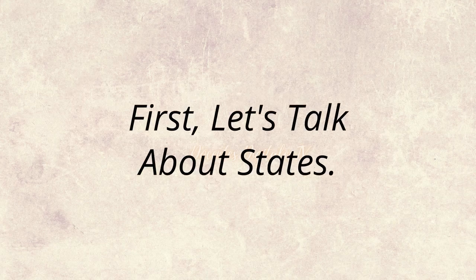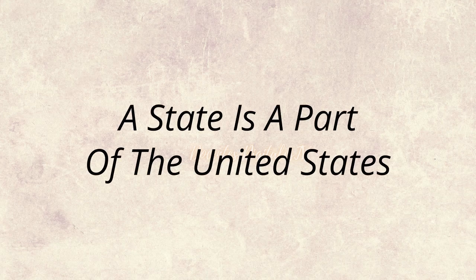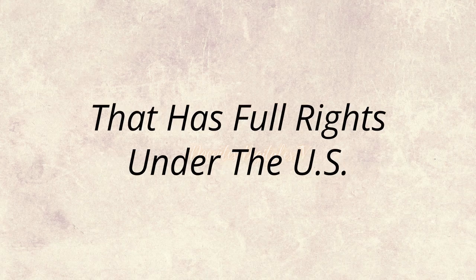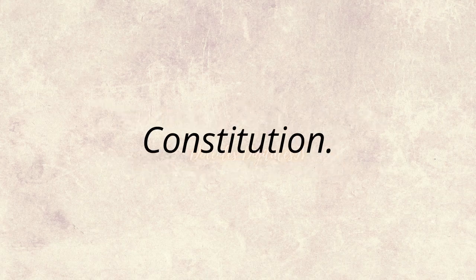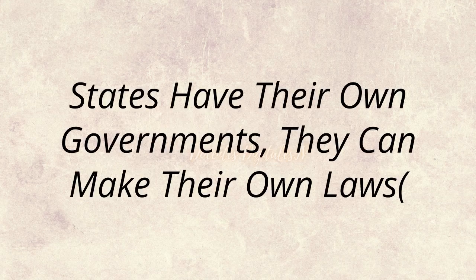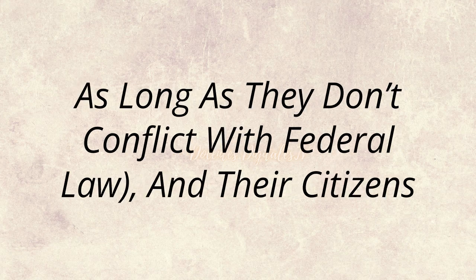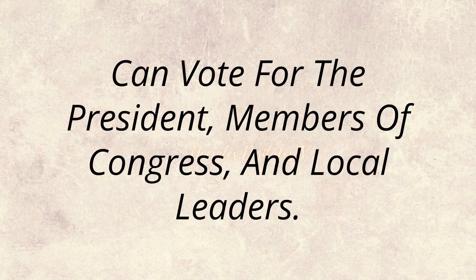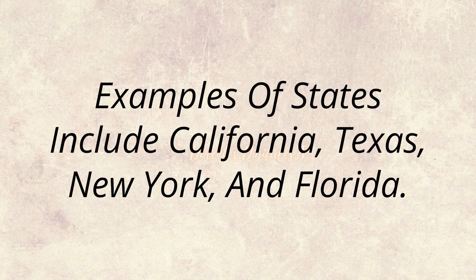First, let's talk about states. A state is a part of the United States that has full rights under the U.S. Constitution. States have their own governments. They can make their own laws, as long as they don't conflict with federal law, and their citizens can vote for the president, members of Congress, and local leaders. Examples of states include California, Texas, New York, and Florida.